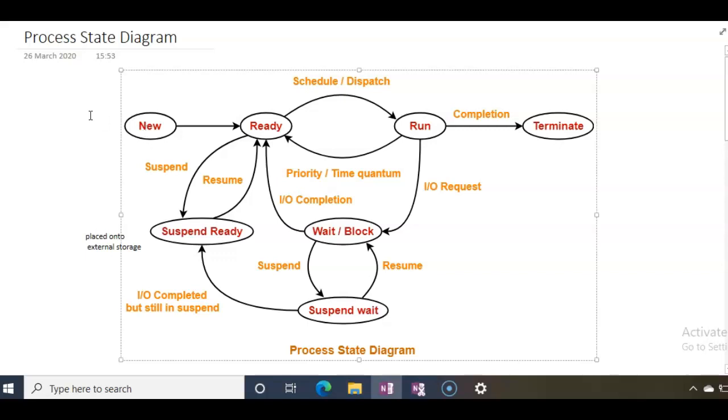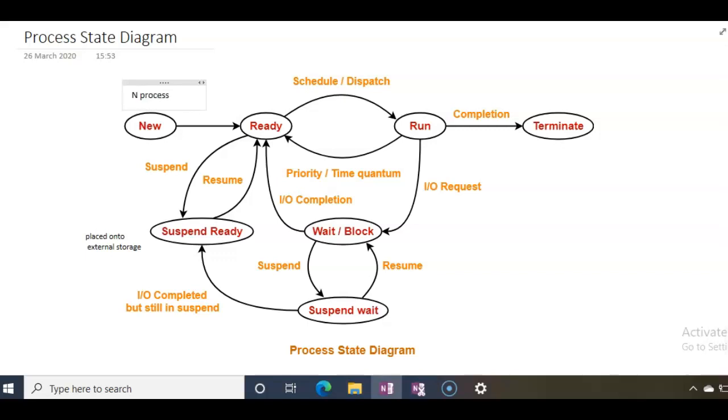So process state diagram basically describes how the CPU handles the process, and how a process goes throughout the life cycle of the process. Look at this state. This is the new state. So here we have n number of processes. So I can say n processes are there.